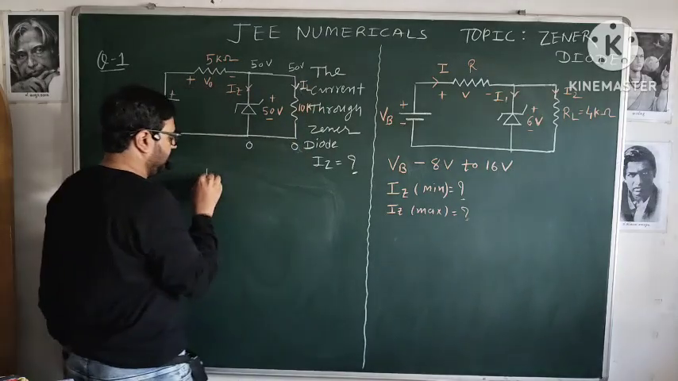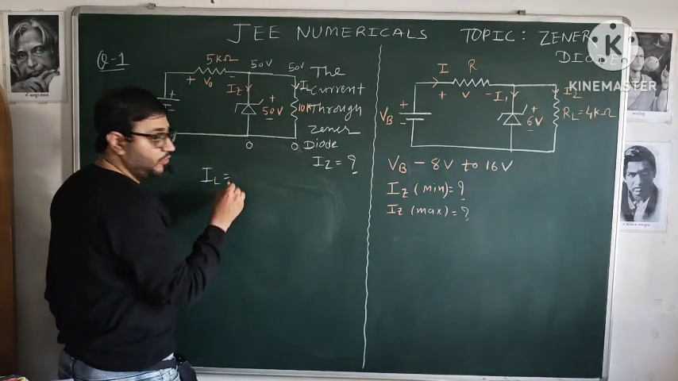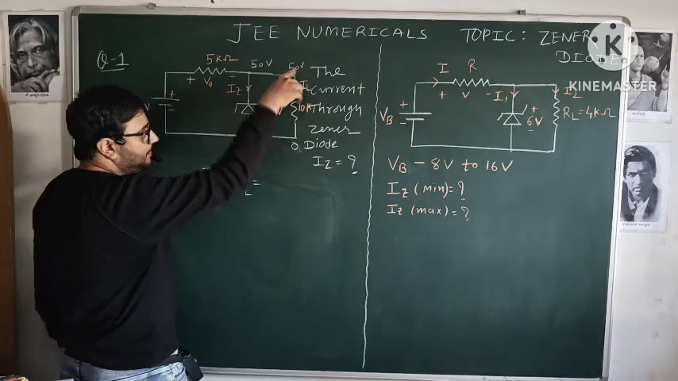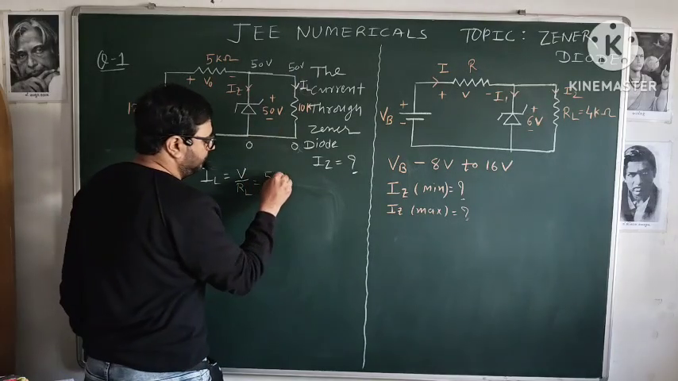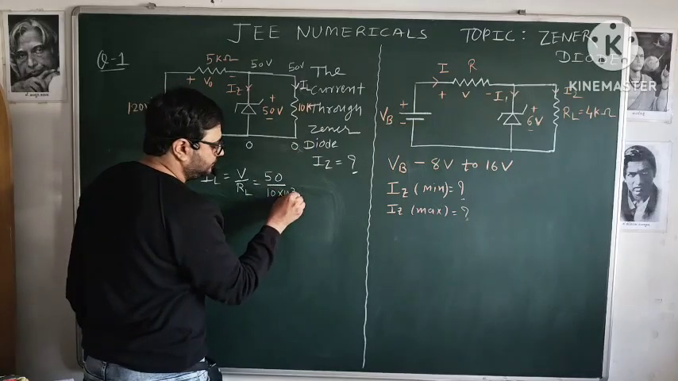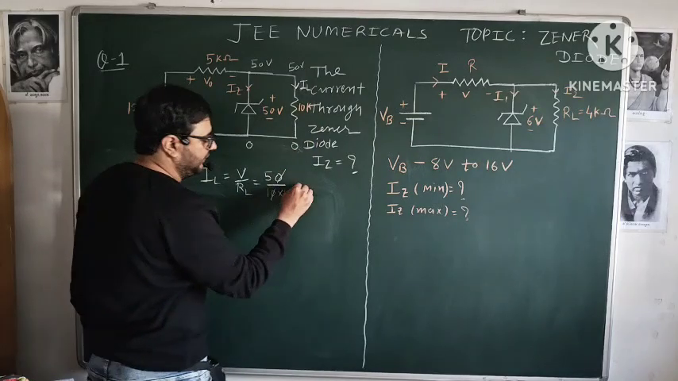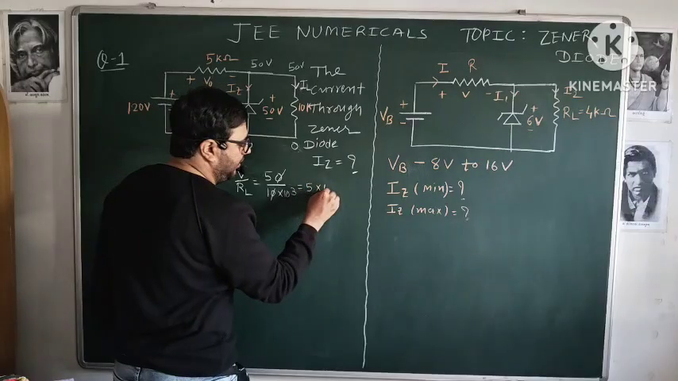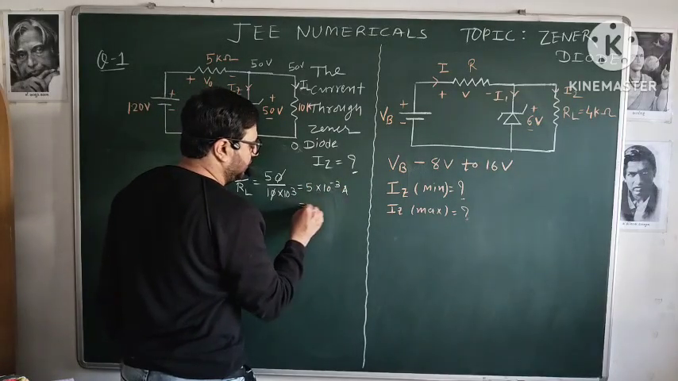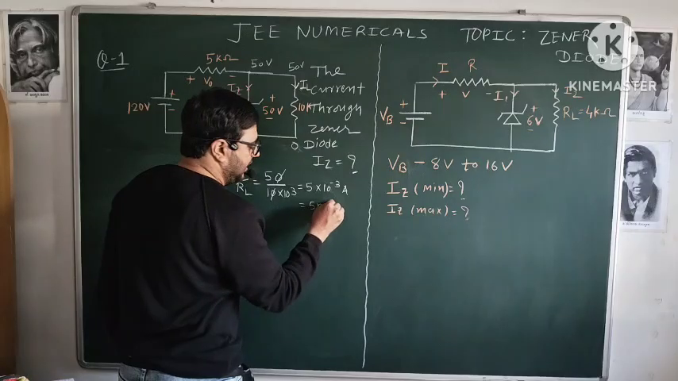So IL, according to Ohm's law, is V upon RL. What is V? That is 50 volt. And what is RL? That is 10 kilo ohm. So the zeros cancel out, and we get 5 into 10 power minus 3 ampere. So here you can write 5 milliampere.